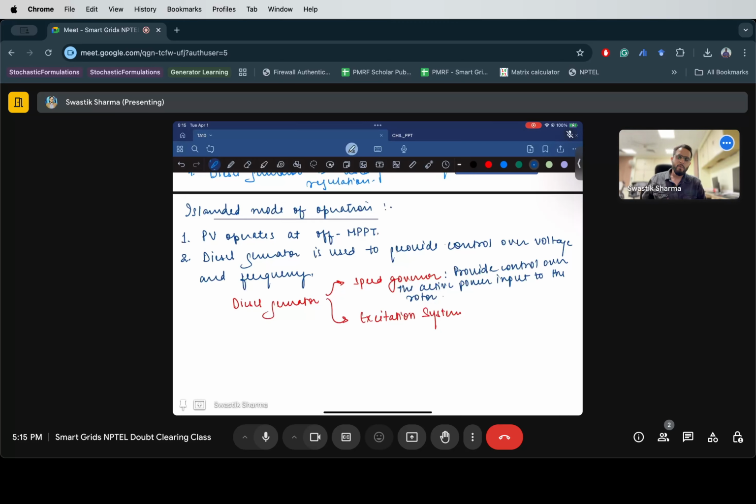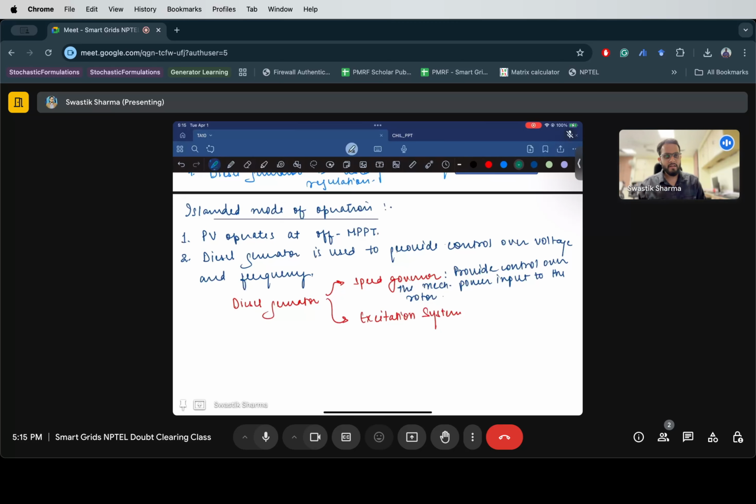So what is a speed governor? What it does is the active power that is inputted to the rotor, we can control it. If we can control that active power, we can help regulate the speed and frequency of the rotor, right? I should not call it active power. It essentially controls the mechanical power. If you're controlling mechanical power, you're indirectly controlling torque, which is directly proportional to active power. It's the same thing.